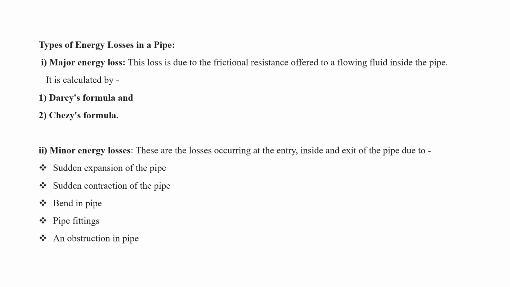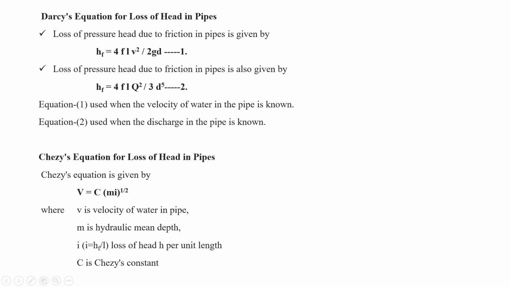The minor energy losses are the losses occurring at the entry of the pipe, inside the pipe and at the exit of the pipe, due to sudden expansion of the pipe, sudden contraction of the pipe, bends in the pipe, pipe fittings and obstruction in the pipe. Now we will take Darcy's and Chezy's equations.